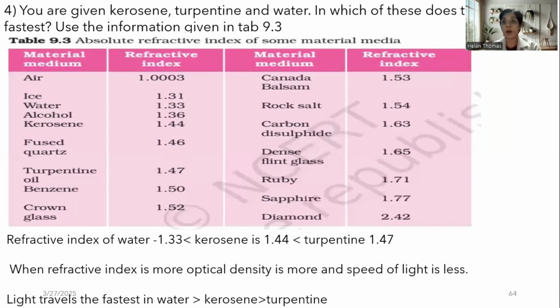When you see oil and kerosene floating above the water, that doesn't mean it is optically rarer. The mass density is less for kerosene and oil, but it is not optically rarer. Okay, those two terms shouldn't get confused. Optical density is not necessarily always in relation with the mass density.